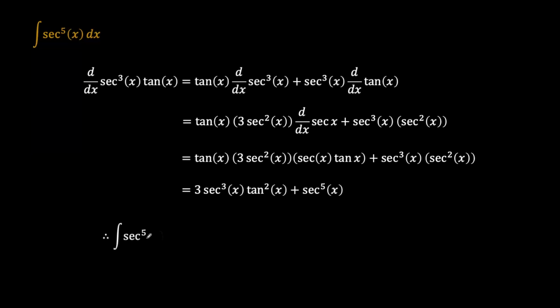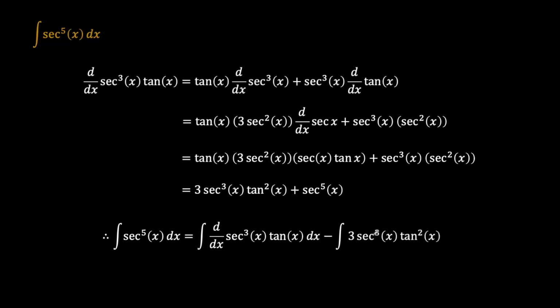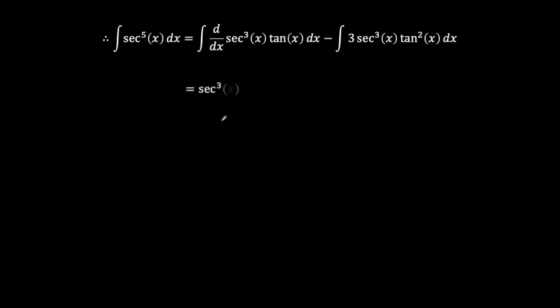What this means is that when you're integrating sec to the power 5x, that's the same as the integration of the derivative of sec cube x tan x, minus the integral of this component, right? So since we're integrating the derivative of this, that is the same as just sec cube x tan x minus 3 times the integral of sec cube x tan squared x, right? So this here is obviously a move in the right direction.